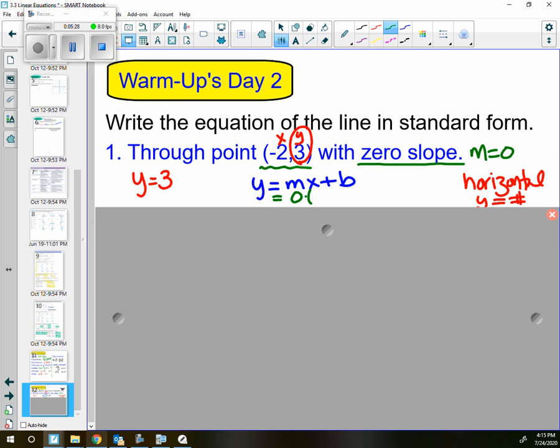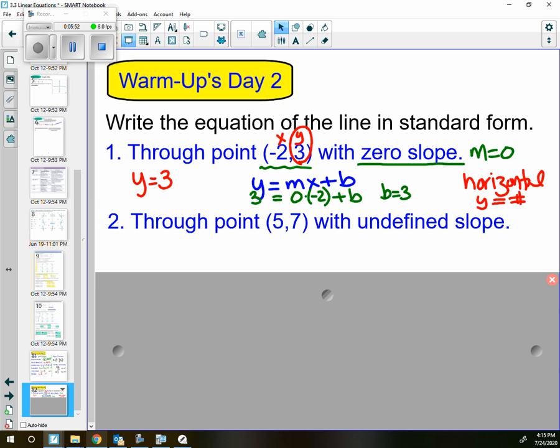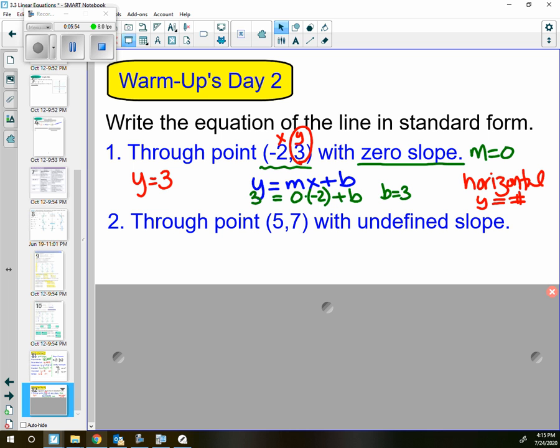and put in your x and y values, -2 and 3, and you can solve for b. 0 times -2 is going to be 0, and you're just going to get b equals 3. So with a 0 for your slope and a b value of 3, there's really nothing else it can be equal to. That can be tricky for people, but think about what you know about zero slope. That means it's horizontal.